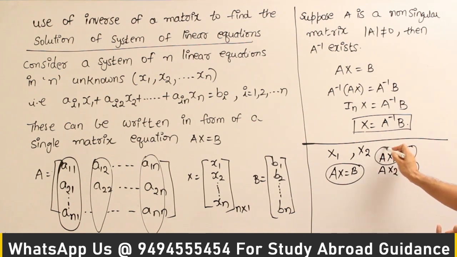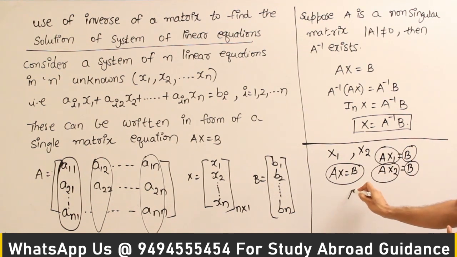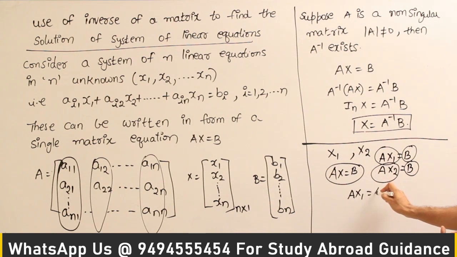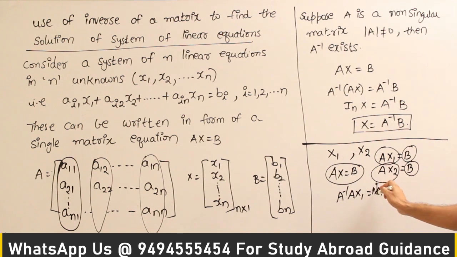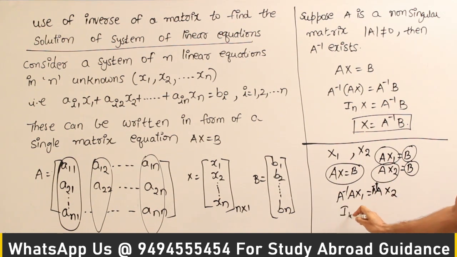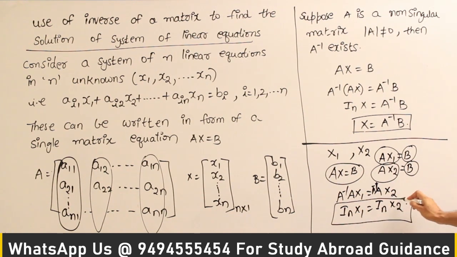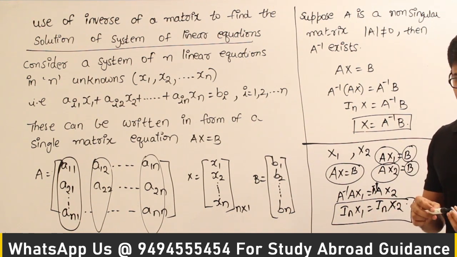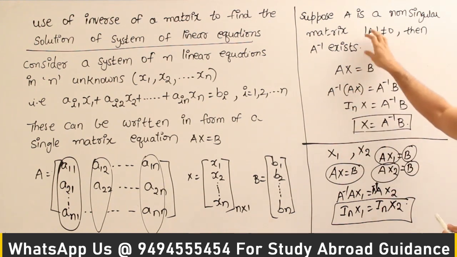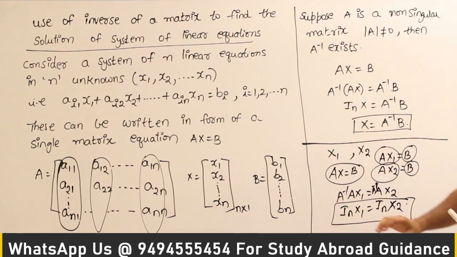Therefore you can equate the left hand sides, these two. So how can I equate them? Ax1 equal to Ax2, and then you can multiply from the left hand side using A inverse. So if I multiply A inverse here and A inverse here, then this one will become I into x1 equal to I into x2. So what did we get? Whatever method you follow, you are supposed to get only one solution, which is unique. Therefore, as long as A inverse exists, you are going to get a unique solution.